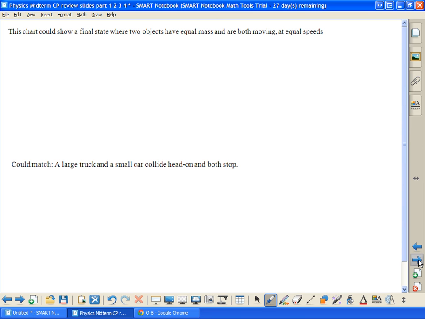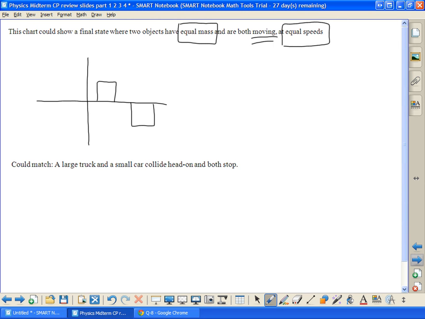How about this? This chart could show a final state where two objects have equal mass and both moving at equal speeds. What do you mean by equal? Speed is not equal to each other. Do you mean their velocity is the same, but the magnitude is the same? It says equal mass and equal speeds, and moving, as in v does not equal 0 at equal speeds. So you know the magnitude of it? Yeah, it's speed. You still don't know what direction though, which means it could be in any direction.